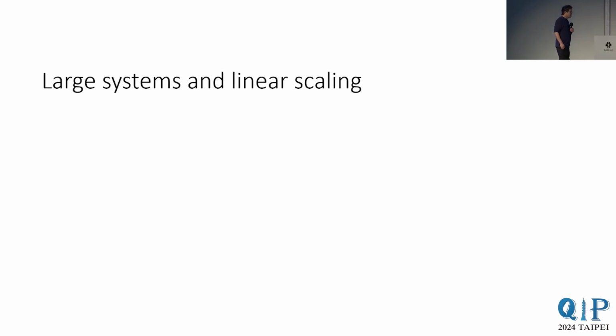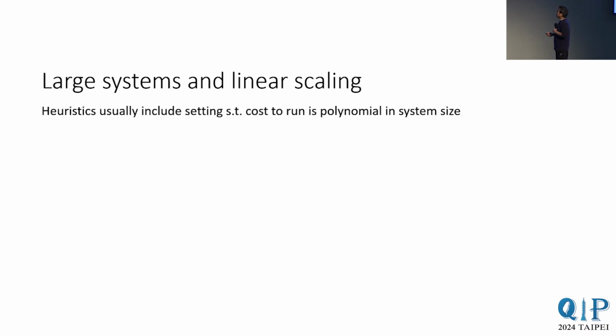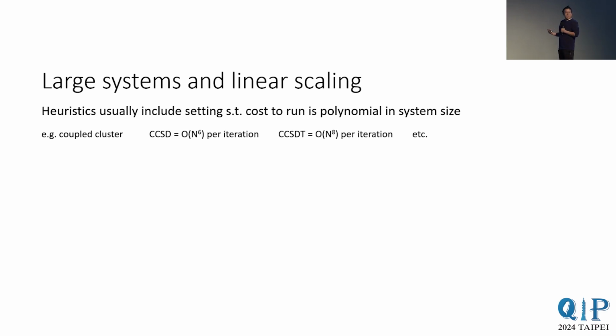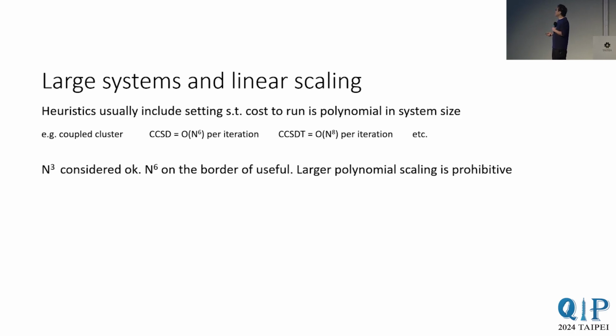Now, I've mentioned that all the heuristics that we use, we use them in some way so that they have a polynomial scaling with system size. But as I mentioned, polynomial doesn't mean practical. Cubic is sort of okay, but if you think about coupled cluster, even at the level you typically truncate it to, it has an n to the 6 or n to the 7 scaling with system size, and that can be quite painful.